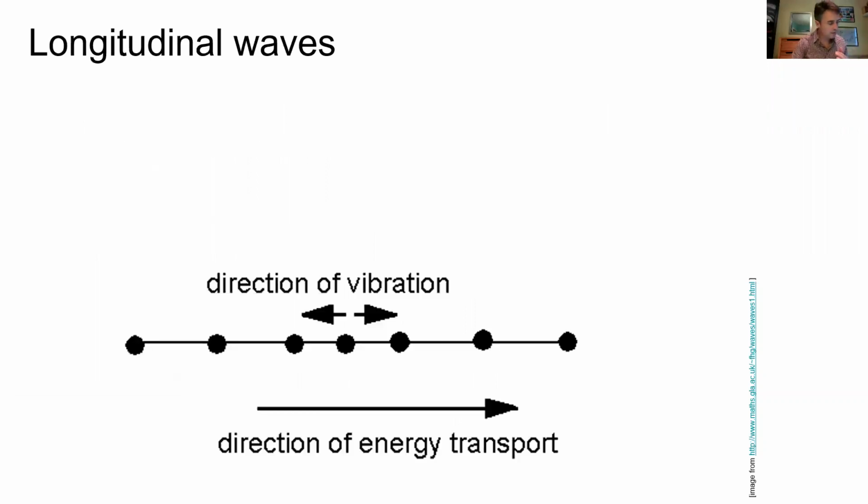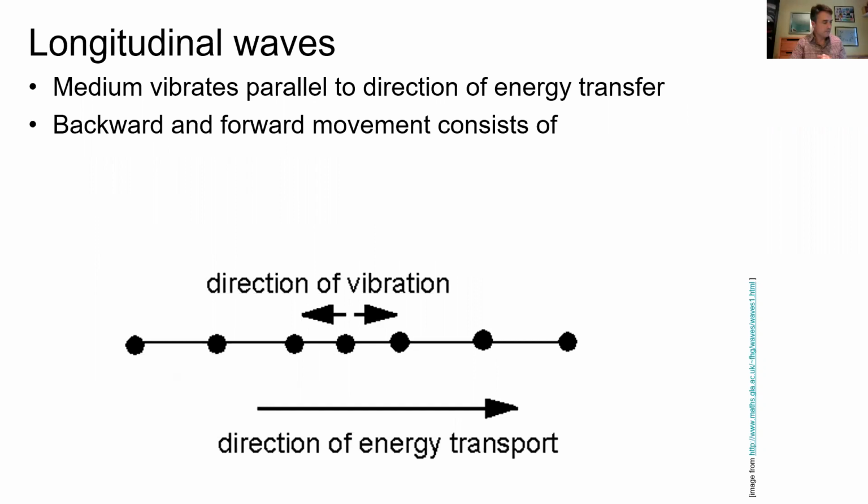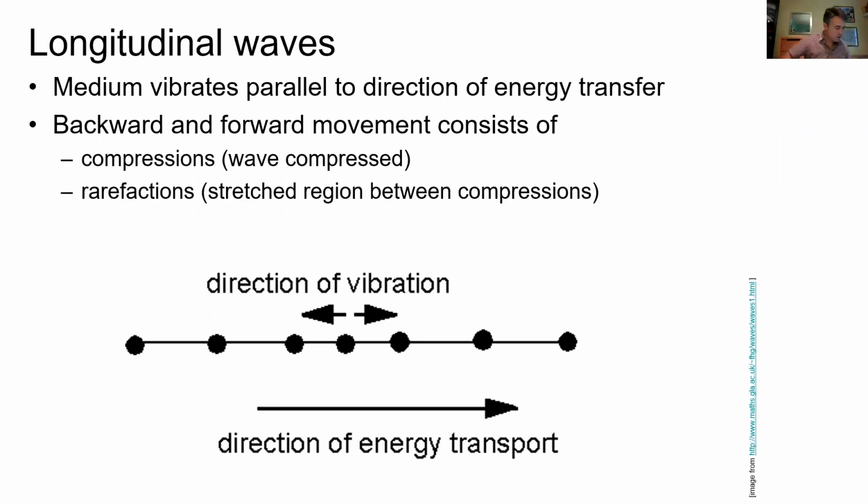A longitudinal wave is a little more difficult to picture. The medium vibrates parallel and anti-parallel to the direction that the wave goes, so it's like a backward and forward movement. What this ends up doing is you get compressions and rarefactions. Compression is where the particles are getting a little closer together, and a rarefaction is where they're getting farther apart. So this would be called rarefaction.